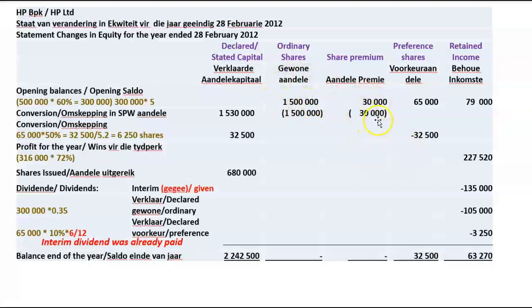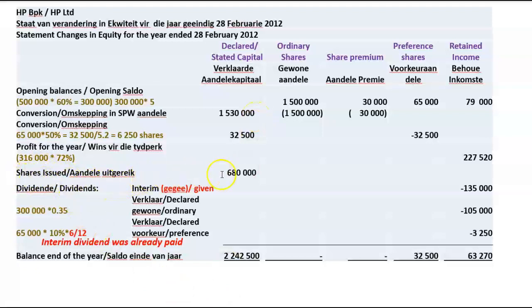Here the full amount is applicable on ordinary shares, and the full amount is applicable on all those ordinary shares because all of them were converted into no par value shares. So I take out the 30,000, I debit share premium, I debit ordinary share capital, and I credit declared or stated ordinary capital account. So here I have now 1,530,000. Good. So the conversion took place.